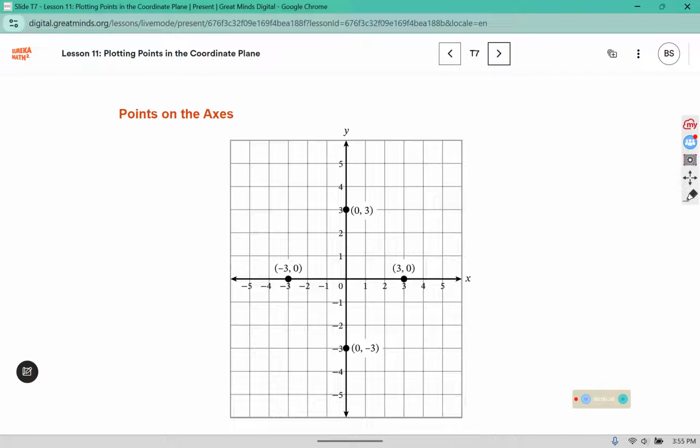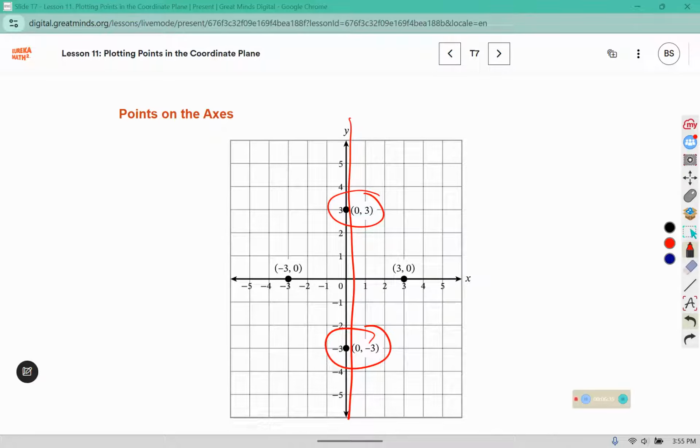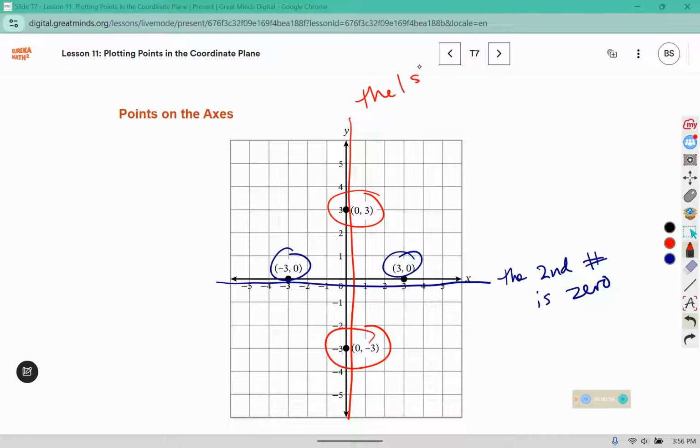Here these points are on the axes. You can see these two are on the y-axis and these two are on the x-axis. What do you notice about the points on the x-axis? That second number, or the y-coordinate, is a 0 if it's on the x-axis. If it's on the y-axis, the first number is a 0. So the x-coordinate is 0 if it's on the y-axis.